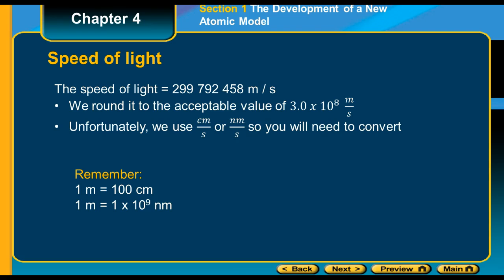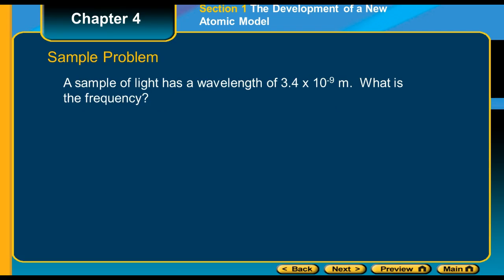A lot of times the wavelength is given in centimeters or nanometers, so be careful, you will probably have to convert some metric units. Here's a helpful reminder: 1 meter is 100 centimeters, and 1 meter is 1 times 10 to the 9th nanometers. So here's a sample problem.